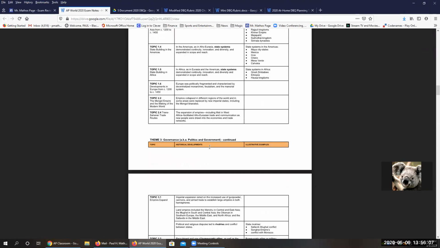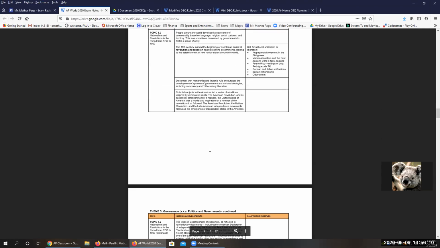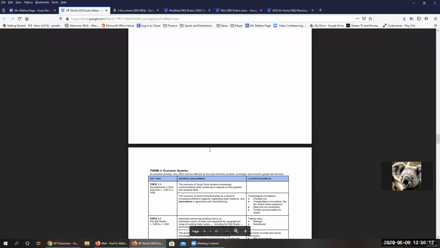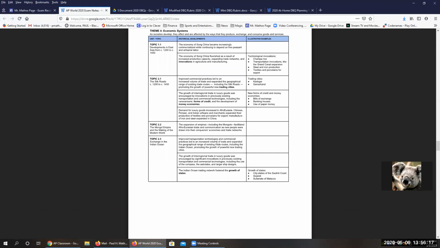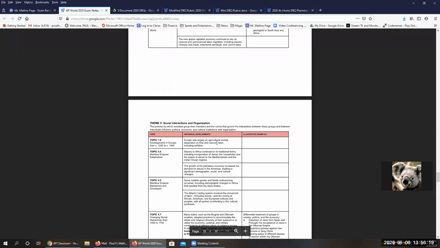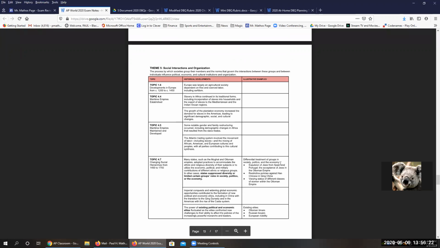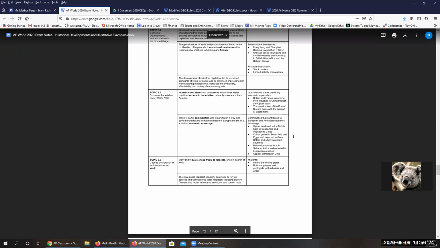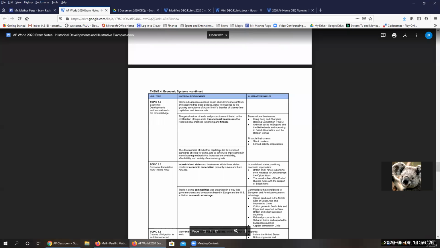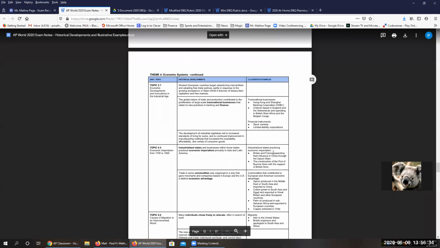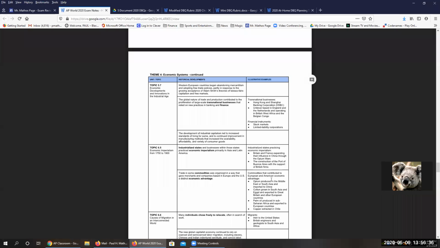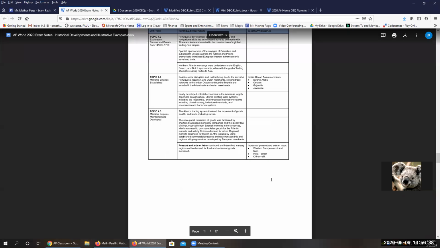So you go to here and you try to find the theme that it interacts with. Okay, could that be economic? Yeah. You know, it could be economic. It could be social interactions. You know, so you'd find that, and you'd find which ones work, and then you'd go and find some of these illustrative examples, and you'd be able to write about it. It's super easy to be able to use.